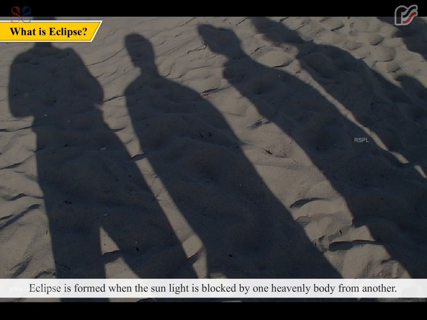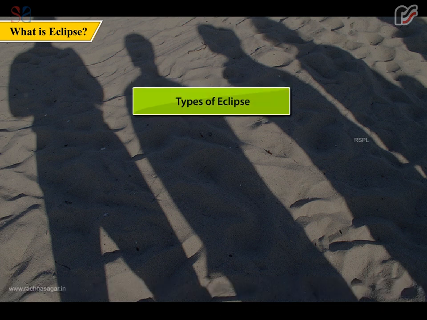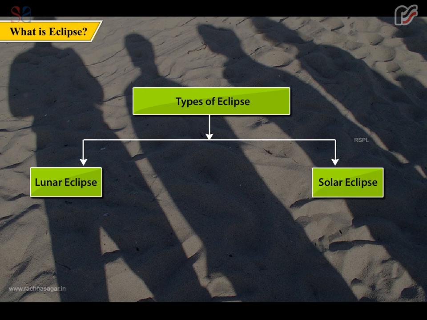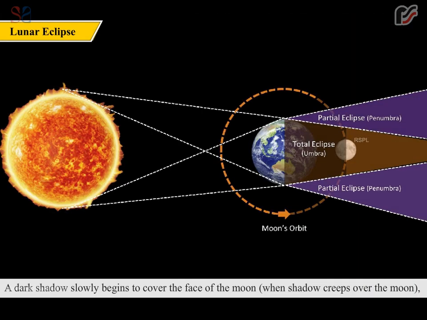Eclipse is formed when the sunlight is blocked by one heavenly body from another. These are of two types: lunar eclipse and solar eclipse. A dark shadow slowly begins to cover the face of the moon when a shadow creeps over the moon. This is what happens during an eclipse of the moon. It is called a lunar eclipse.